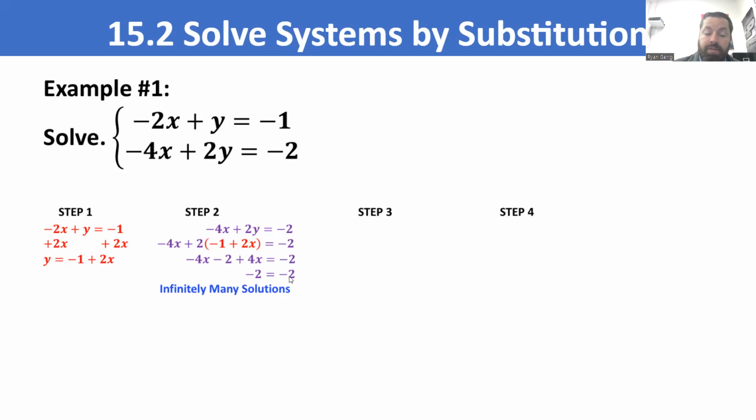If the variables cancel like they did here, and the remaining numbers are equal, you have infinitely many solutions. These are the same lines. If I would solve these both for y, they would be the exact same. In these situations, there's no step 3 and step 4. I don't have to check anything. Infinitely many solutions is my answer.